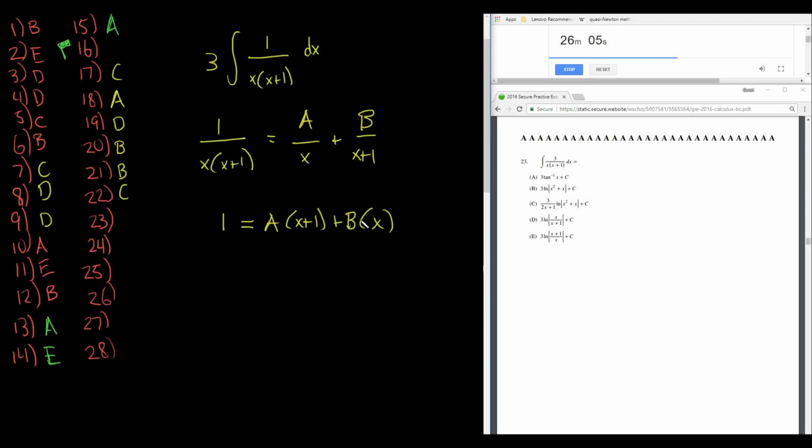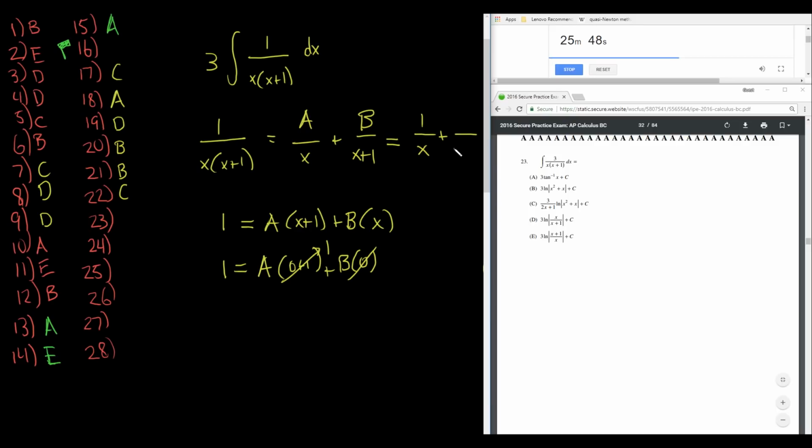So we set x equal to 0, and we find that 1 equals a times 0 plus 1 plus b times 0. So b goes away. This here just goes to 1. So we get that a equals 1. So that's nice. So this equals 1 divided by x plus something divided by x plus 1.